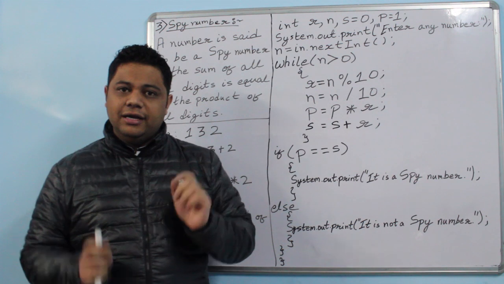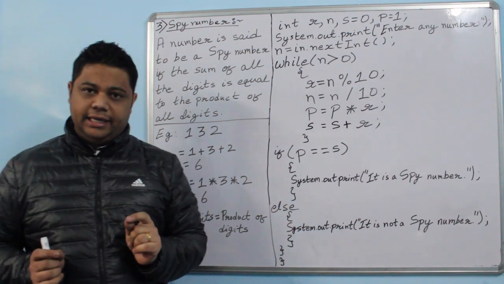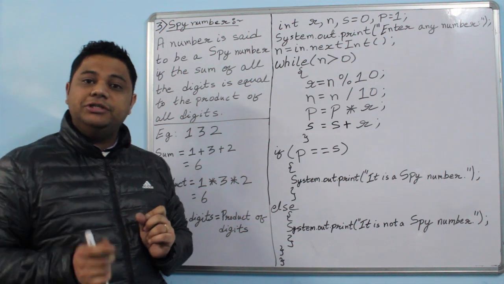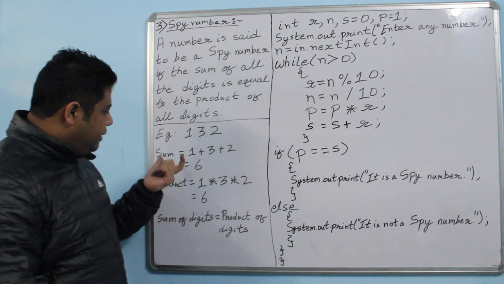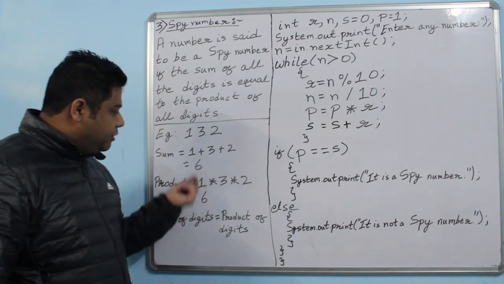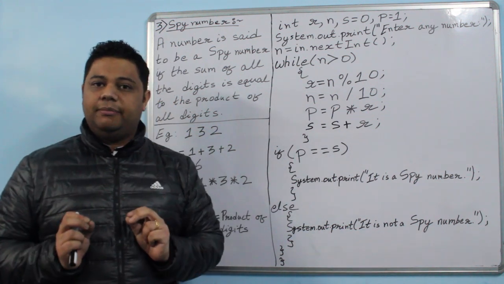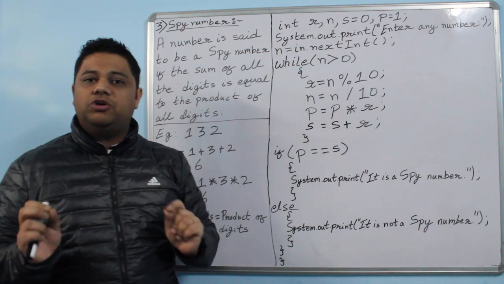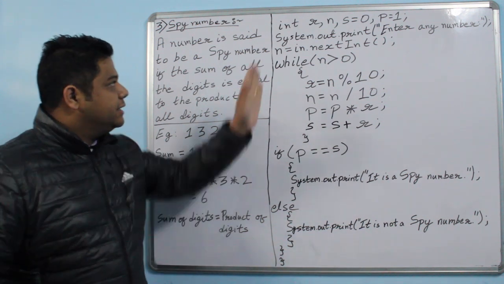Now, a few things over here. Do we need a copy of a number for this program? If you look at it properly, we are not using the original number again in the program. Over here, what we are doing is finding the sum, finding the product, and then comparing them. So we are not using the original number, so a copy of the number is not required. So we don't need the variable C. But look at the program.